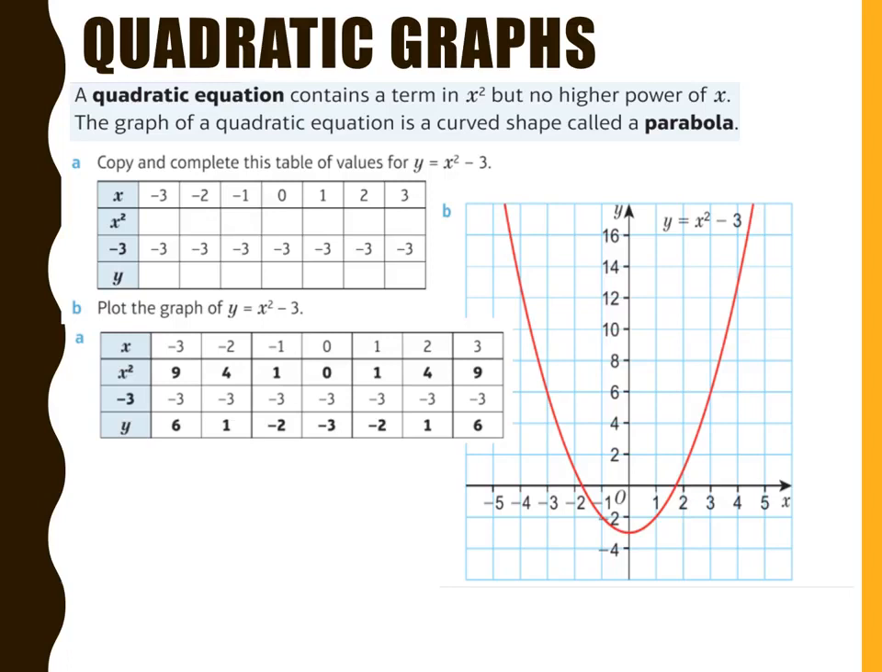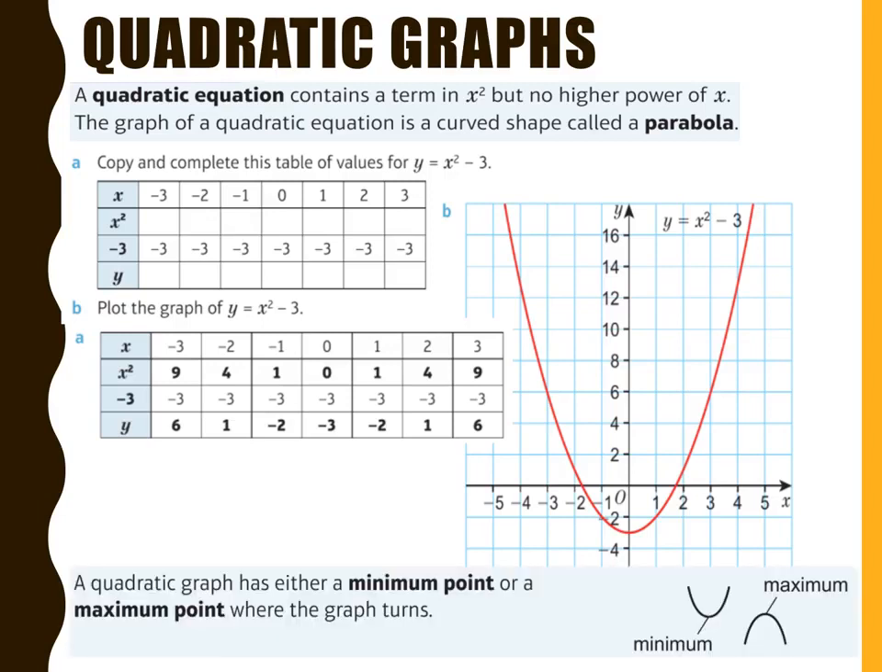So -3, 6. -2, 1, and so on and so forth, and then draw my line graph, because this is the graph y equals x squared minus 3.